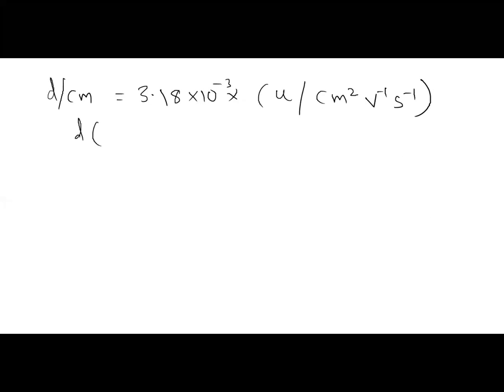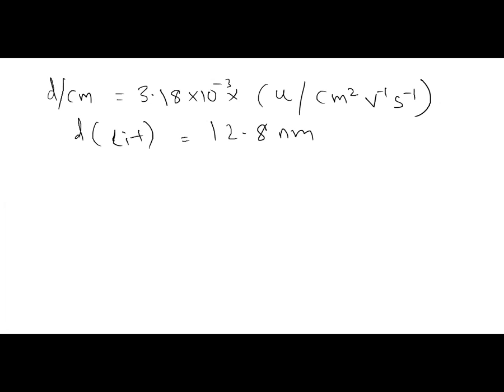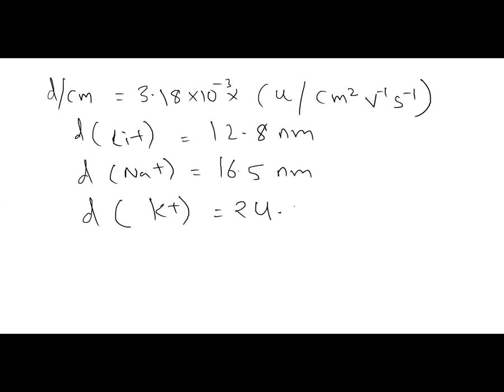And if you do that, the displacement for lithium is equal to 12.8 nanometers, that of sodium is equal to 6.5 nanometers, and that of potassium, K plus, is equal to 24.2 nanometers. So this is how, for each half cycle of the alternating current, the lithium ion gets displaced by 12.8 nanometers.